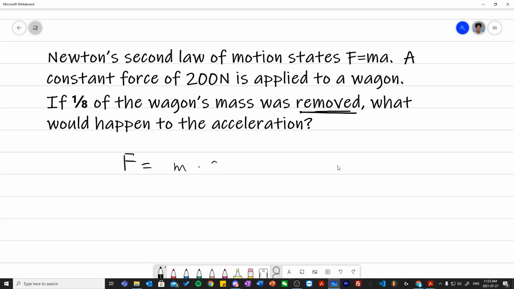So okay, this is mass, right? I mean, this is a huge block, right? I'm gonna remove 1/8 of it. This part's now like garbage, right?